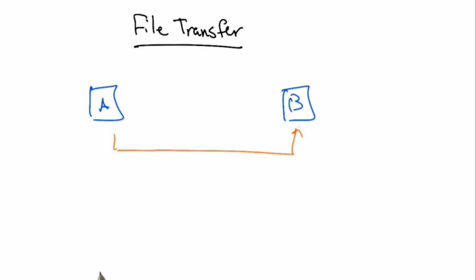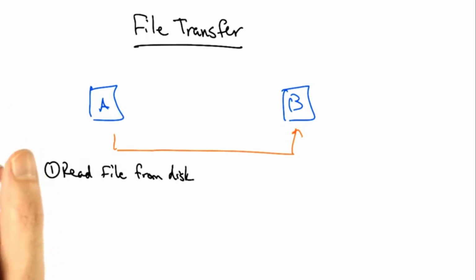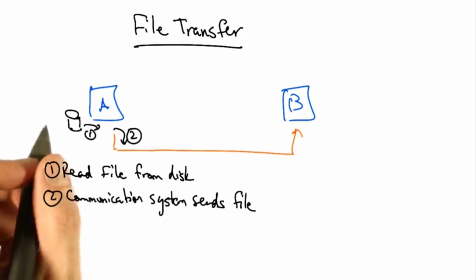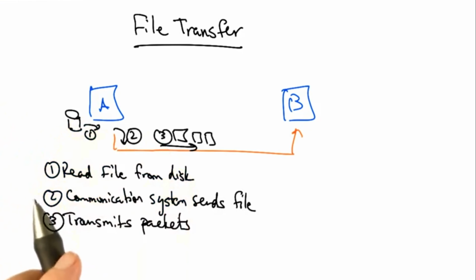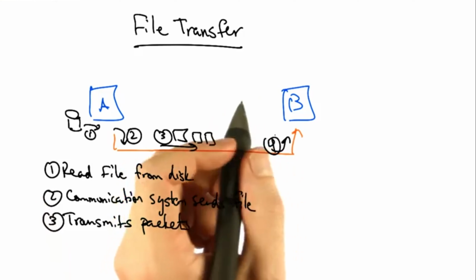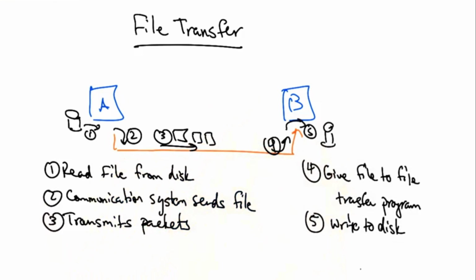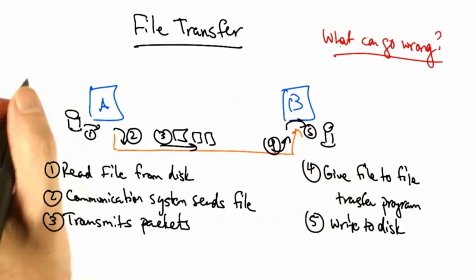Let's suppose that computer A wants to send a file to computer B. The file transfer program on A asks the file system to read the file from the disk. The communication system then sends the file, and finally, the communication system sends the packets. On the receiving side, the communication system gives the file to the file transfer program on B, and that file transfer program asks to have the file written to disk. So what can go wrong in this simple file transfer setup?